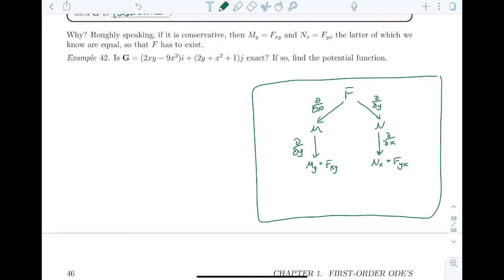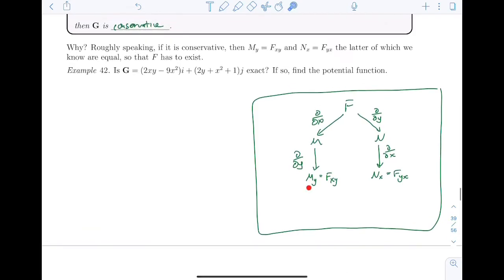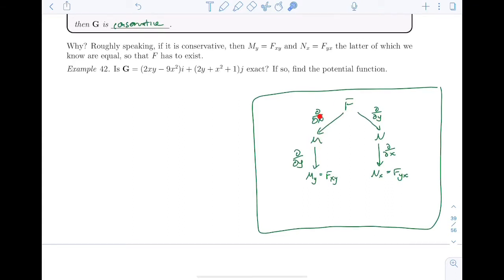So what we're saying here, look at this. fxy and fyx we know are equal. So the test for being exact, My equals Nx, is really just saying these things are the same, because they would have been provided this f exists. So this is kind of how I think of this. M comes from the derivative with respect to x, and then you take a derivative with respect to y to get down to here. To get N, you take a derivative with respect to y, and then we take a derivative with respect to x to check to see if it's exact or not.